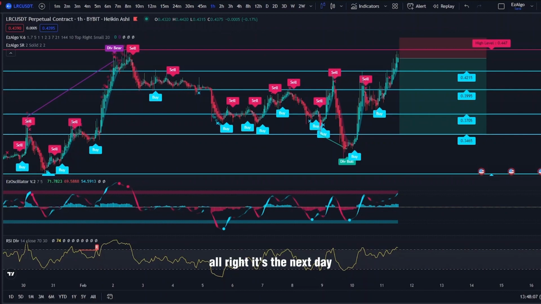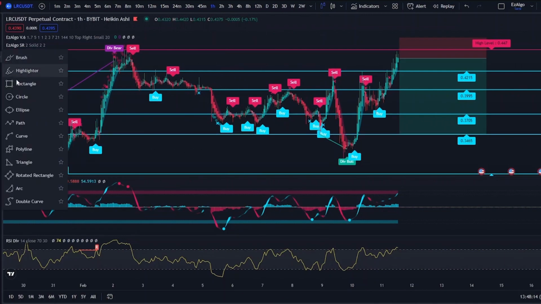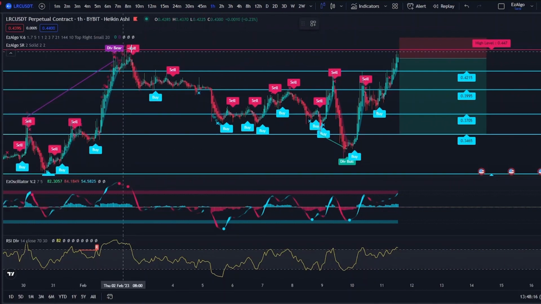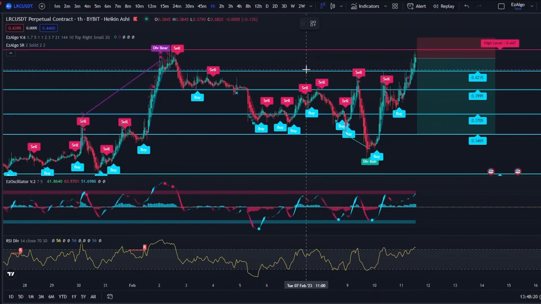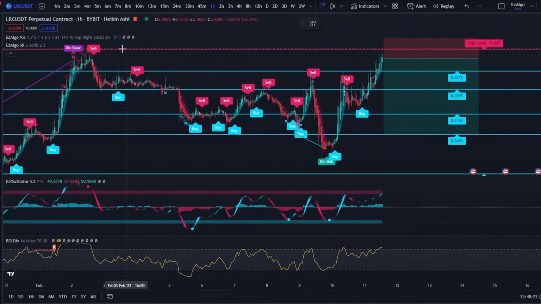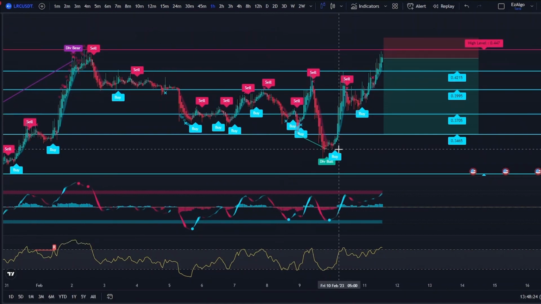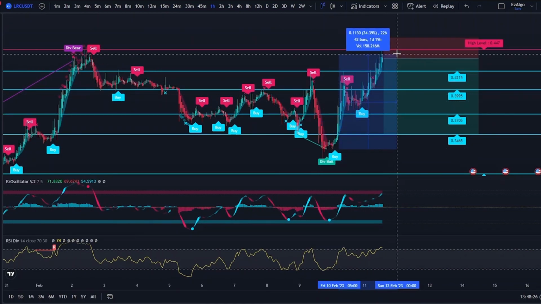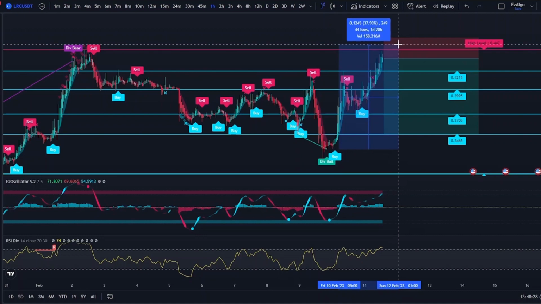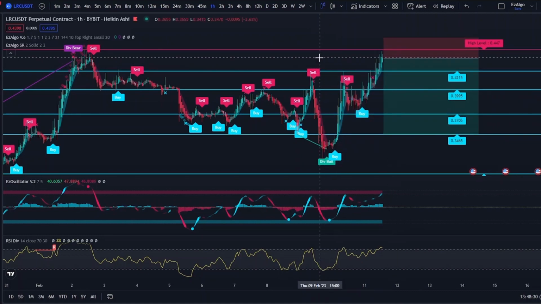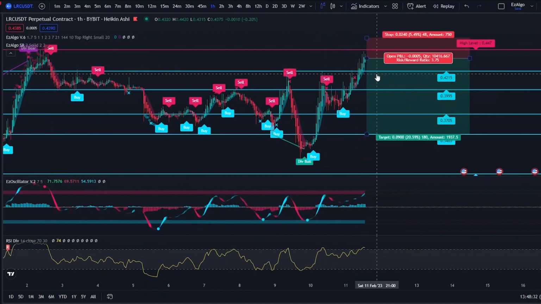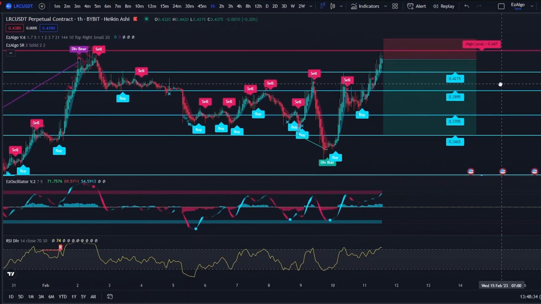All right, it's the next day, and I just entered an LRC short position. The reason being is that we formed this top over here, this resistance level that we couldn't break past. We're coming back up to this resistance level kind of for no reason. This is kind of like a random pump, up almost 40% in the past day and a half. So I am expecting some downside after that big move right here at this high EzAlgo resistance level.